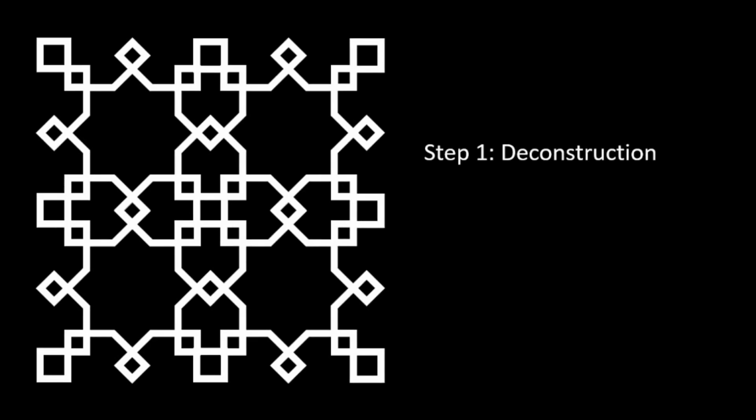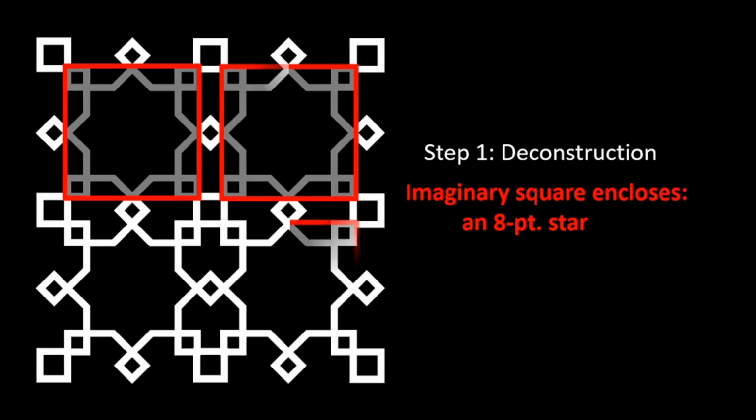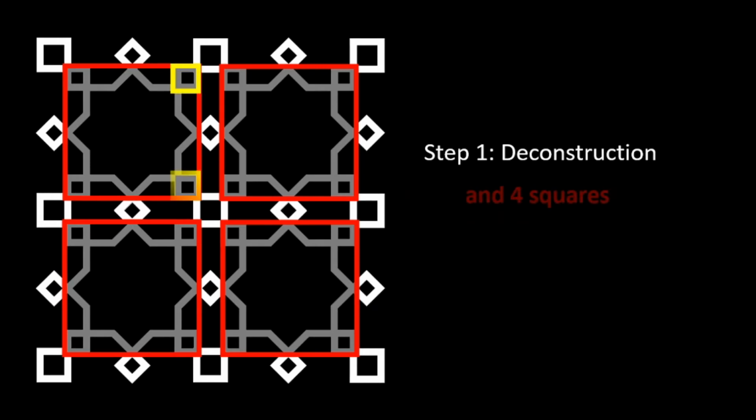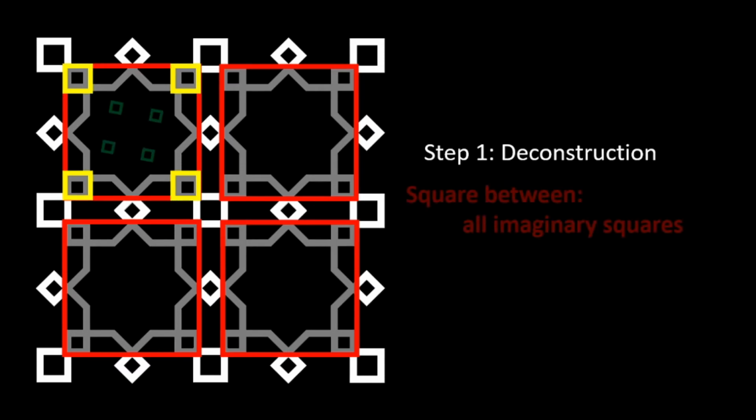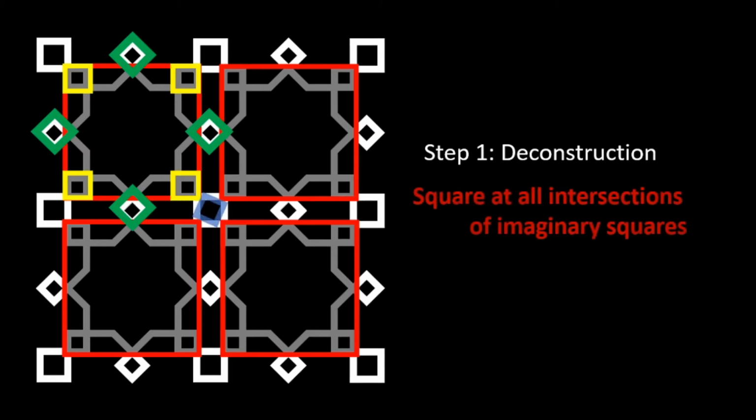Step 1. First, let's deconstruct or do some reverse engineering. Let's take a closer look. Among many things, we see in our imaginary square an 8-pointed star of a square class. There are also 4 small squares touching the 8-pointed star at the corners of the same imaginary square. We also see 1 square on all the sides of our imaginary square. What else? We also see a square at all the intersections of the imaginary squares. All in all, this design is made up of just squares.